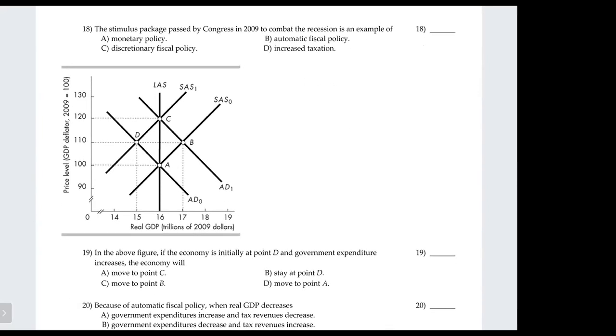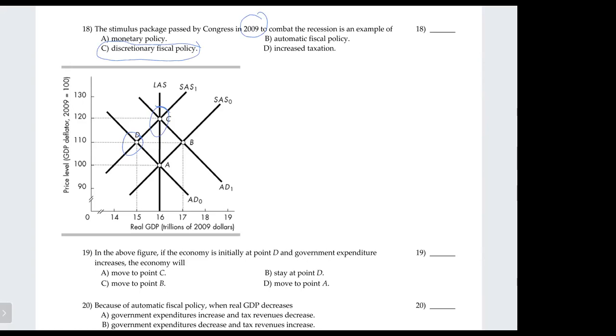18. The stimulus package passed by Congress in 2009 to combat the recession is an example of, so you can change this to 2020, right? So you can see these things happen recurringly, right? So this is an example of discretionary fiscal policy. Okay. Now 19, in the above figure, if the economy is initially at D, oh, apologize, so the same questions, right? So we are going to move to A.